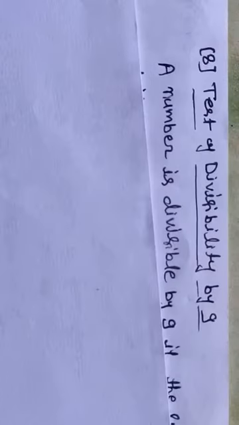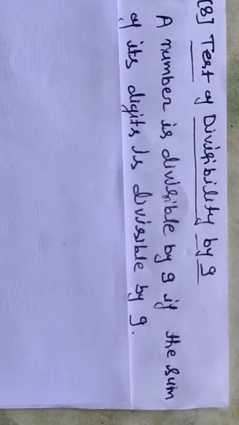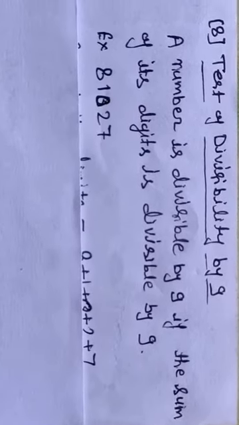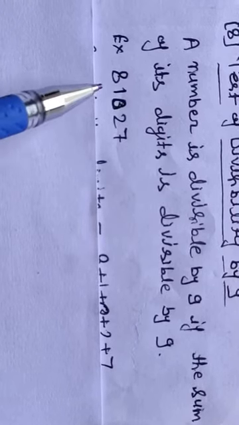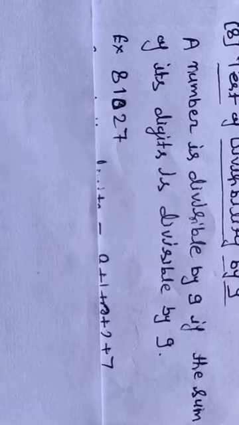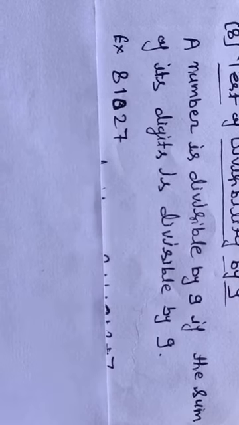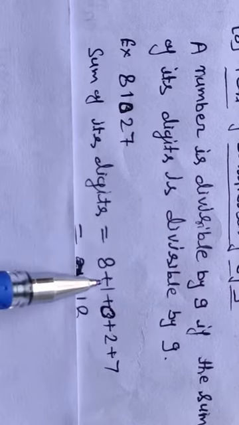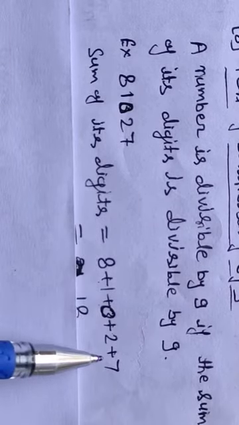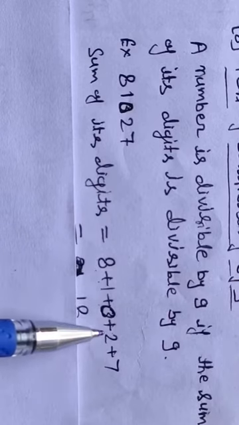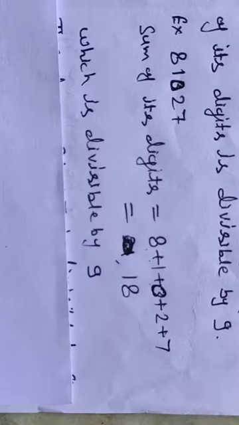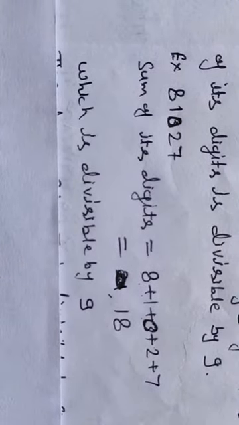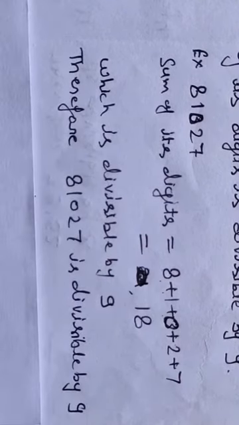The test of divisibility by 9 is a number is divisible by 9 if the sum of its digits is divisible by 9. For example, another number is given, 81,027. So what will you do? First we will find the sum of all digits. That is equal to 8 plus 1 plus 0 plus 2 plus 7. 8 plus 1 is 9, plus 2 is 11, plus 7 is 18, which is divisible by 9. So the given number is also divisible by 9. Therefore, 81,027 is divisible by 9.